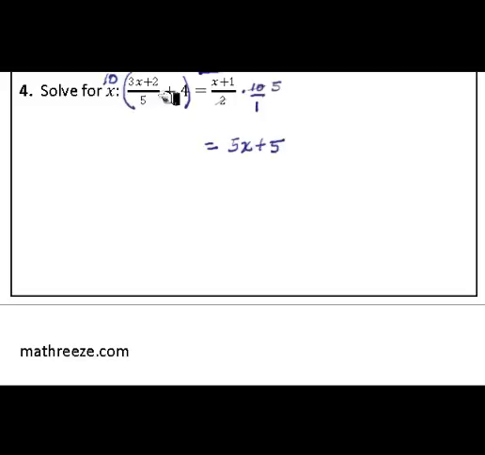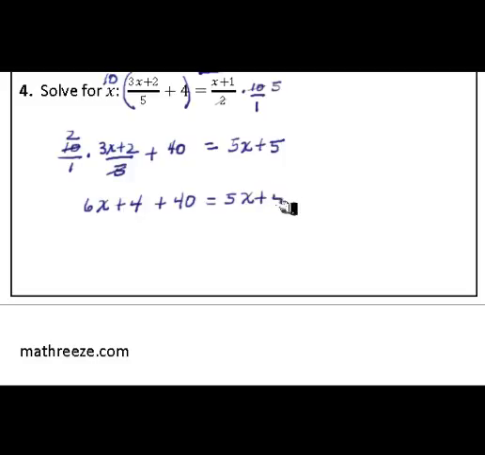On the left side, we'll do a distributive law before we do our canceling. We have 10 over 1 times the fraction 3x plus 2 over 5 plus 40. And now do your canceling. 5 goes into 10 2 times. So we have 2 times 3x plus 2. That is 6x plus 4 plus 40 is equal to 5x plus 5. Add these like terms, 4 plus 40, so we have 6x plus 44 is equal to 5x plus 5.